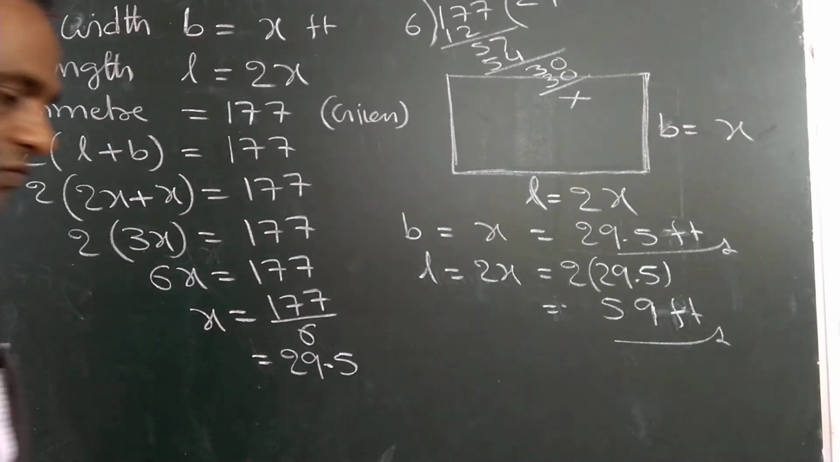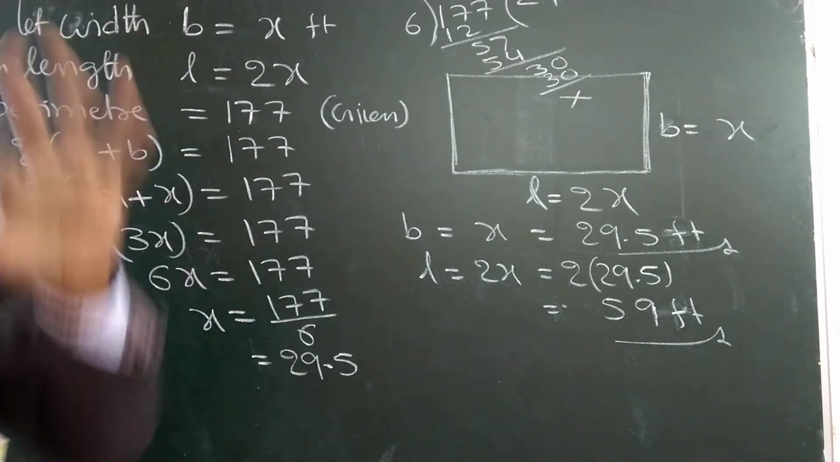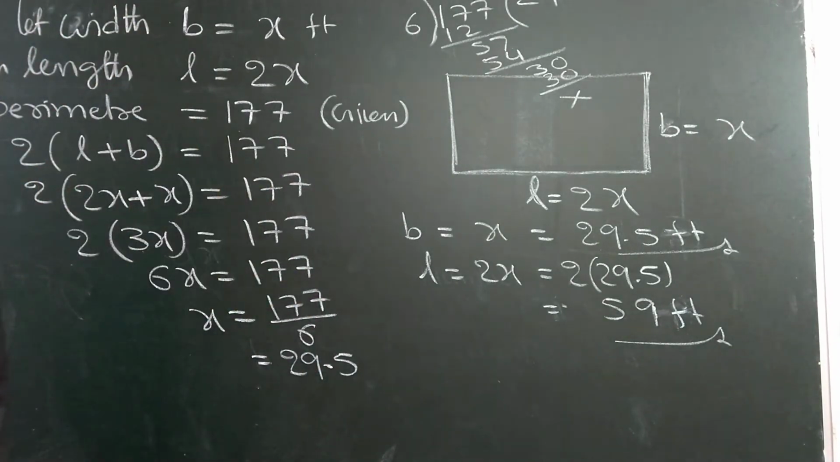After copying it, once again you go through, read the question and go through the process. Then read the 17th question, the last question in the exercise.